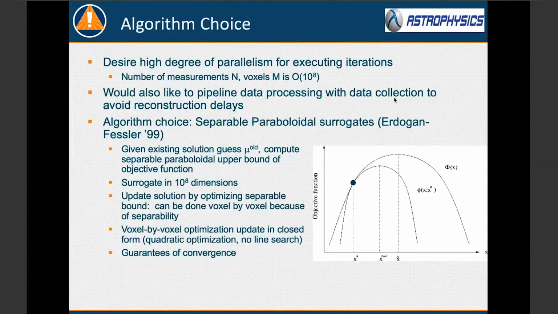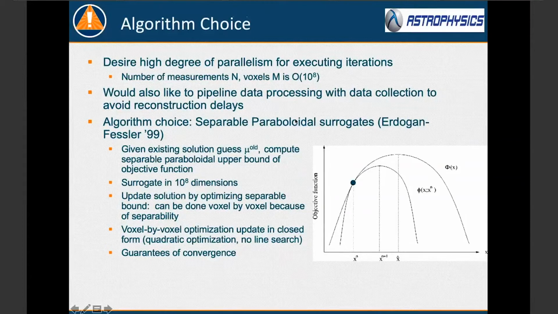So we need to figure out techniques that allow us to process the data in a pipeline way. This led to some of our initial focuses on what we looked for in algorithms. The algorithm that we started with and chose is something called separable paraboloidal surrogates. It was developed near the year 2000 by Jeff Fessler at Michigan, as a PhD student at the time.